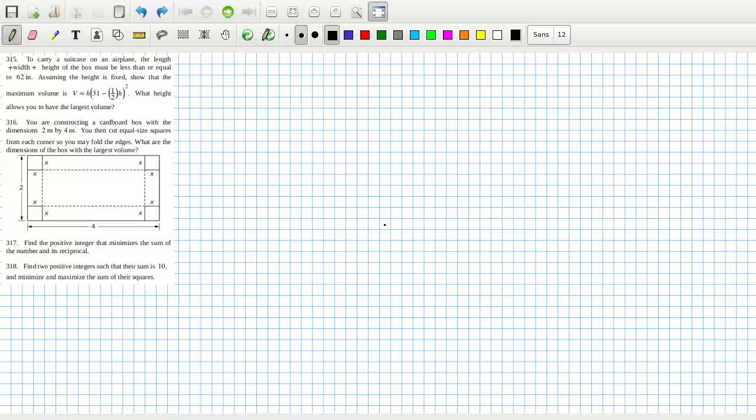Okay, let's have a look here. So let's draw our suitcase and we'll just label the sides X, Y, H to keep it the same letters as in the question. So we know that X plus Y plus H must be less than or equal to 62.